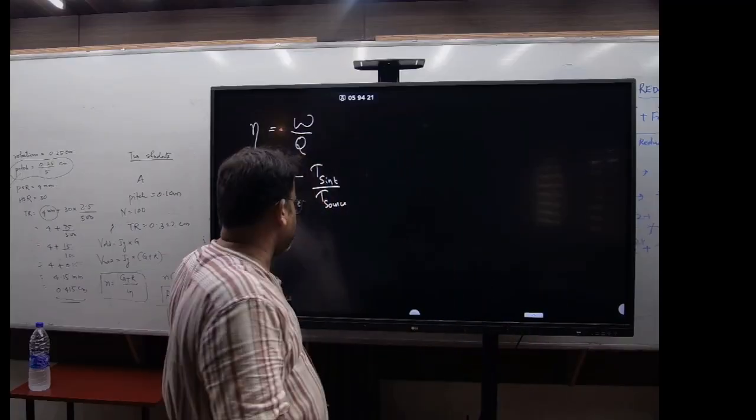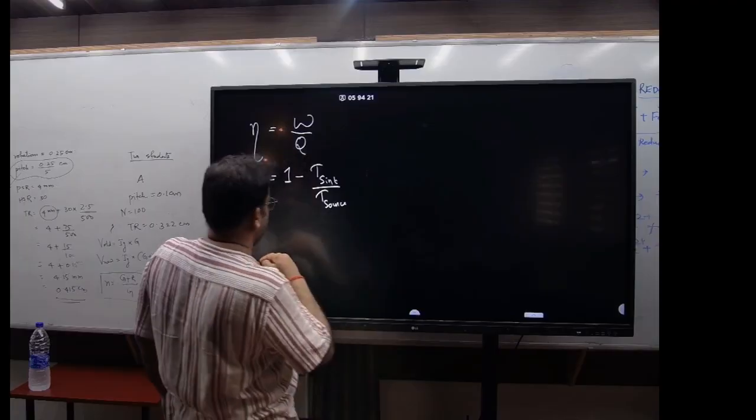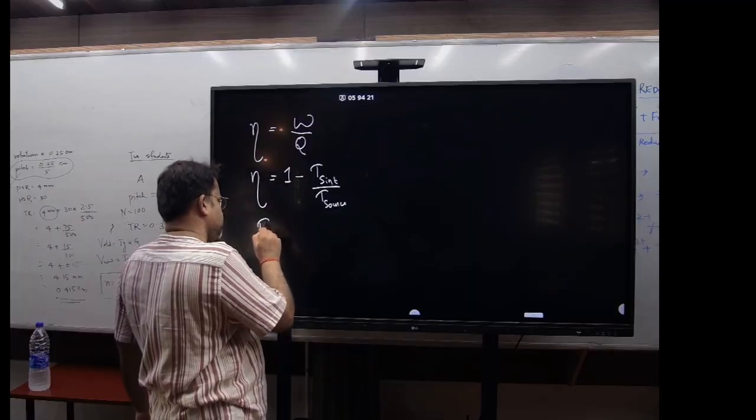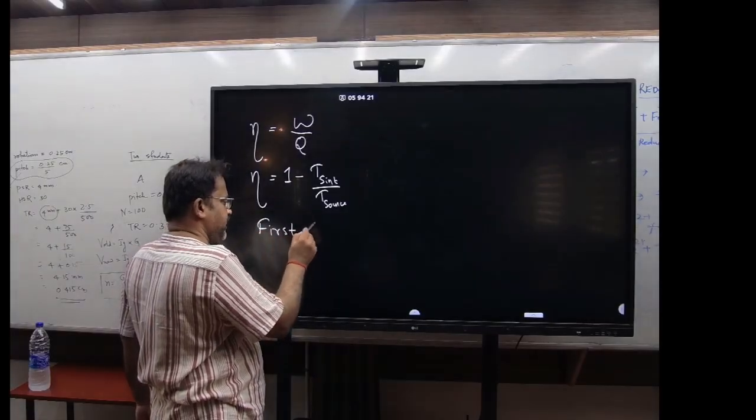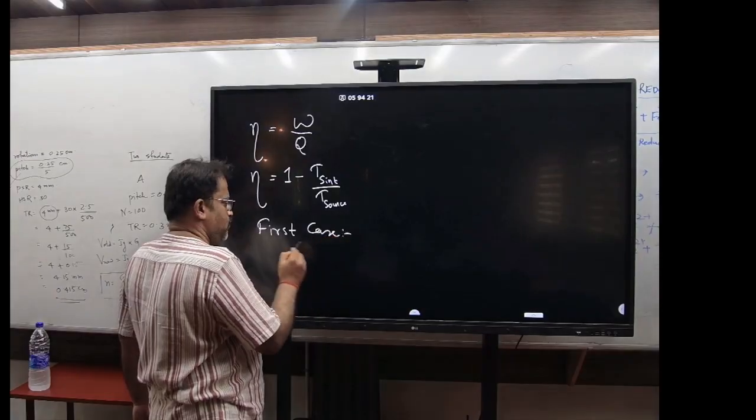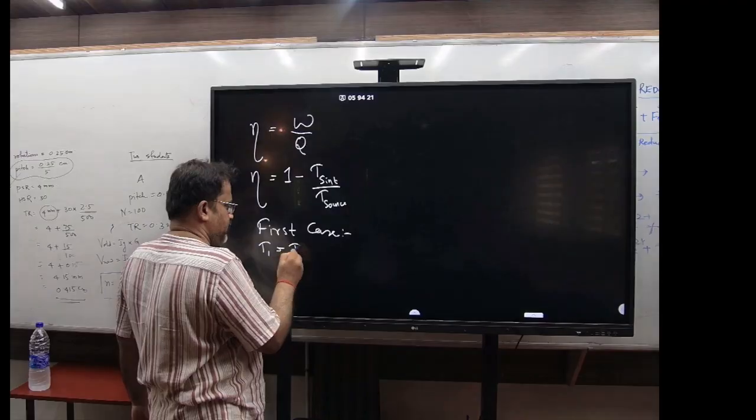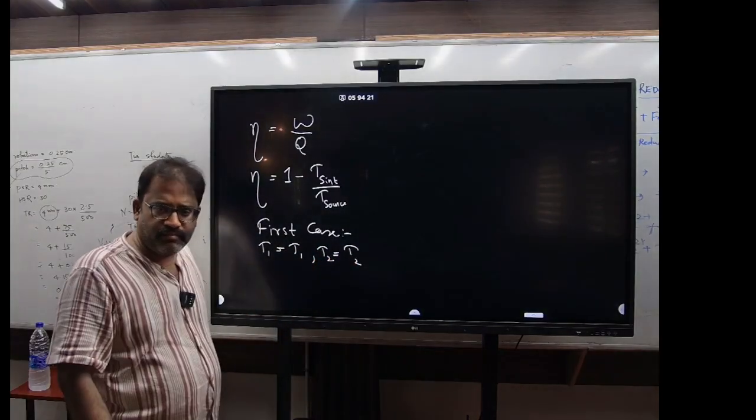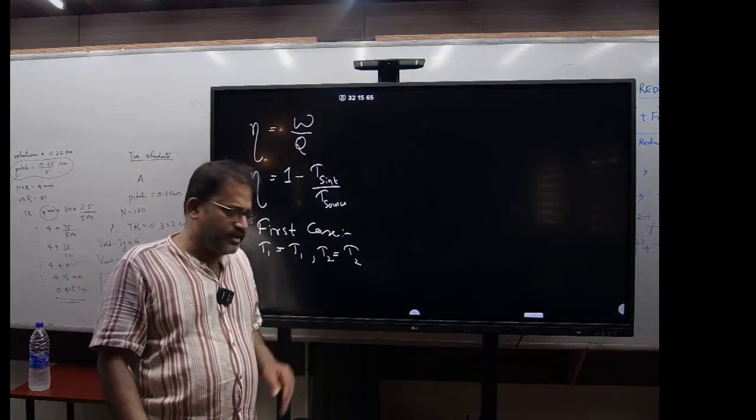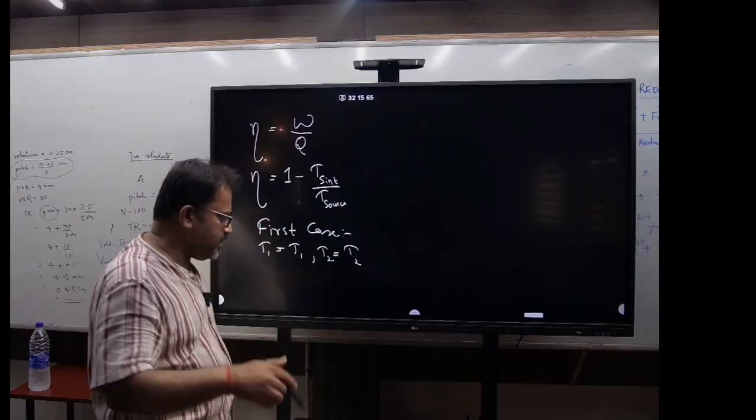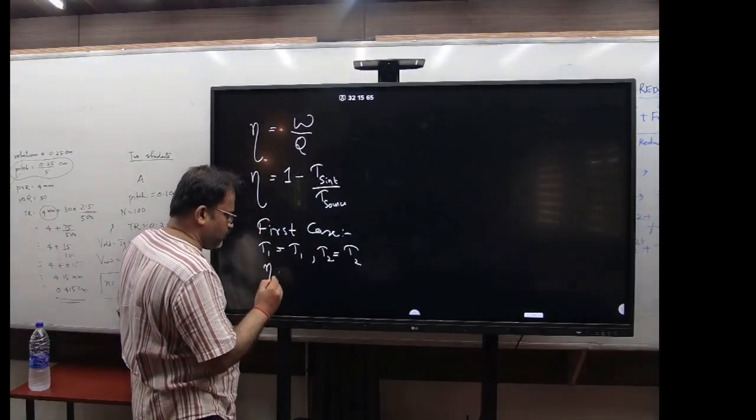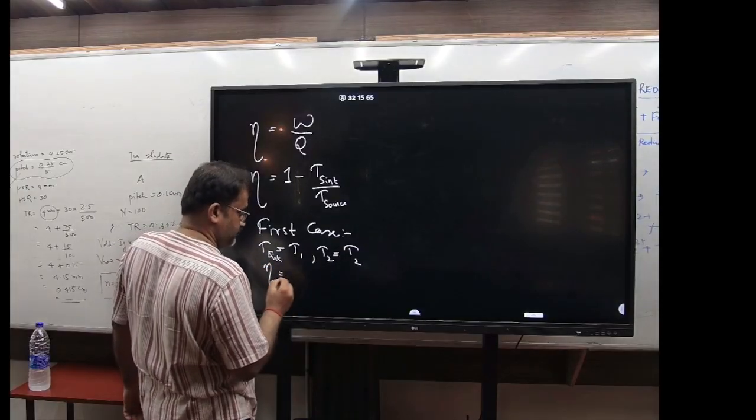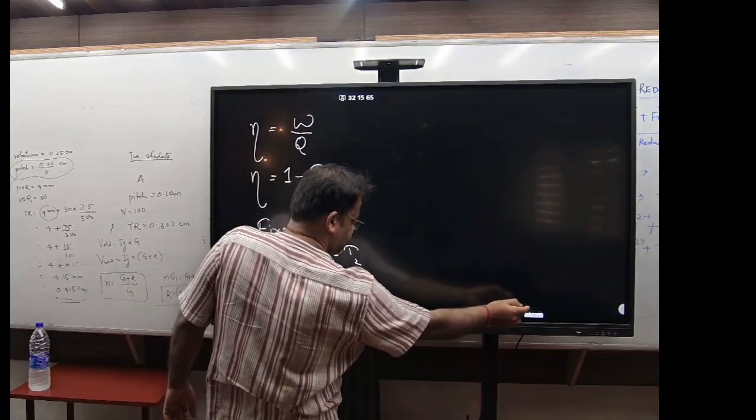Okay, very good. Now, when you come to our question, there are two cases. First case is the one when T1 equals T1, T2 equals T2. No complications, direct substitution. Here eta is equal to, or T sink, sorry, T1, sorry, not T sink, T source.